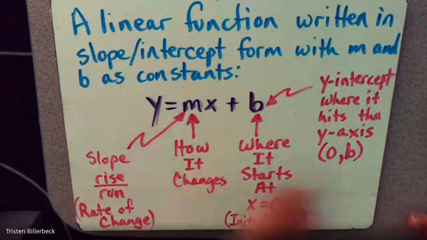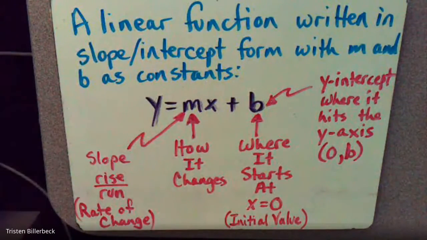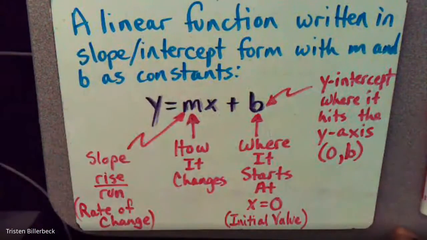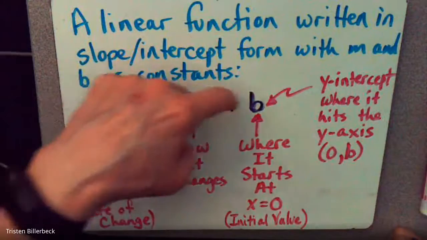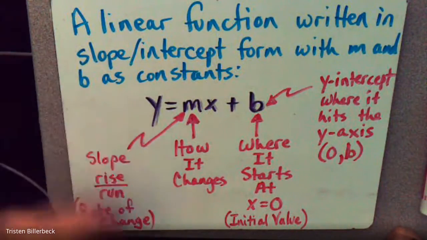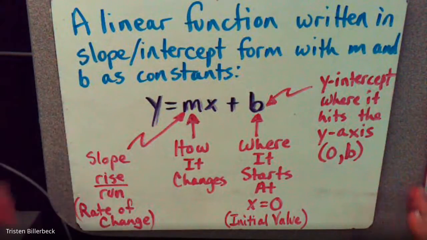Okay, so there's a lot of things that these two variables can be called, but basically that's the slope and that's the y-intercept, and that's why it's called a slope-intercept formula.